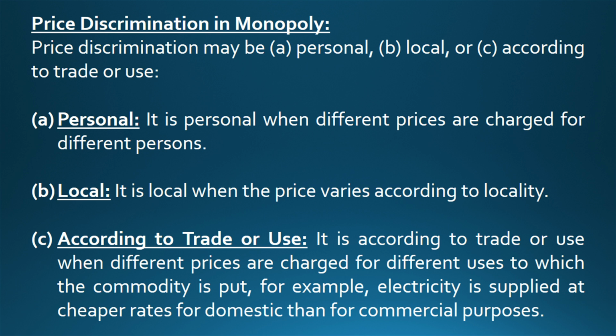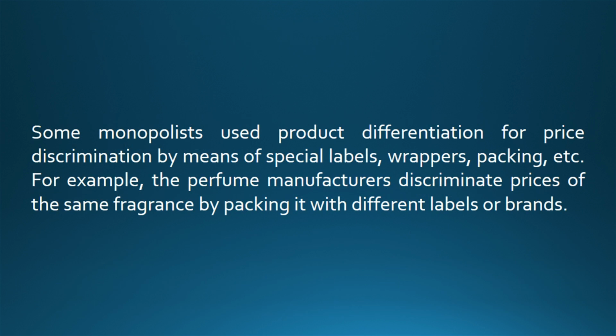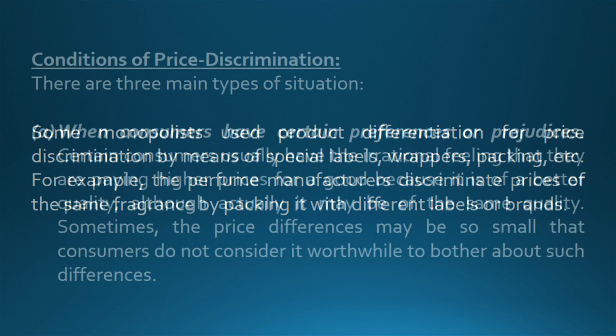C. According to trade or use. It is according to trade or use when different prices are charged for different uses to which the commodity is put. For example, electricity is supplied at cheaper rates for domestic than for commercial purposes. Some monopolists use product differentiation for price discrimination by means of special labels, wrappers, packing, etc. For example, perfume manufacturers discriminate prices of the same fragrance by packing it with different labels or brands.